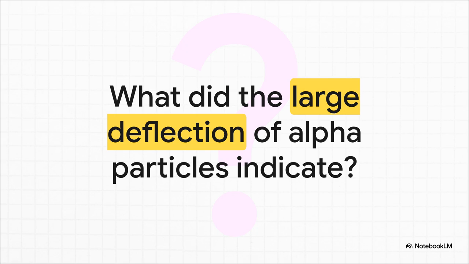Question 1. Think back to Rutherford shooting alpha particles at that super thin sheet of gold foil. We know most particles went straight through, but what did it mean when a tiny fraction of them bounced right back at huge dramatic angles?